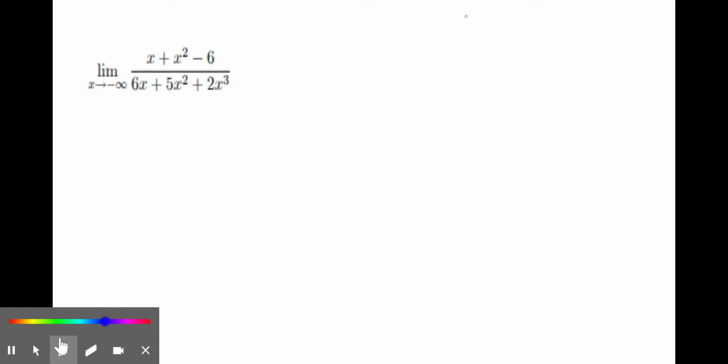Let's take the limit as x goes to negative infinity of x plus x squared minus 6 over 6x plus 5x squared minus 2x cubed. All right. So now, first thing that I would do is try to actually take negative infinity and plug it in. I really shouldn't be writing equals here. Let me get rid of it. I should just be trying to determine the limit.